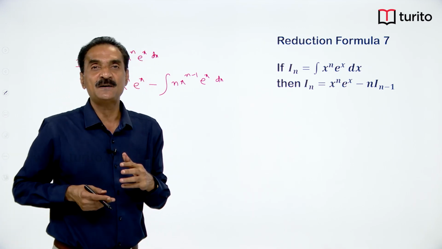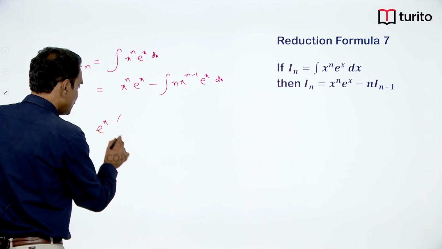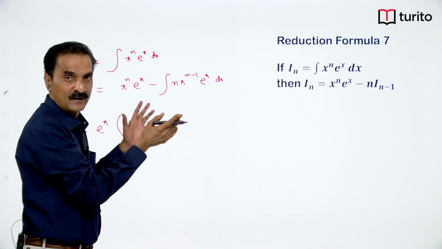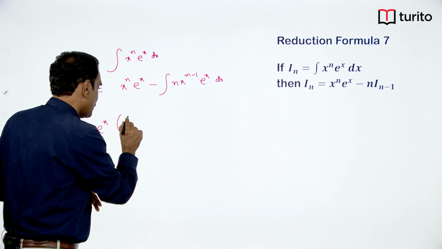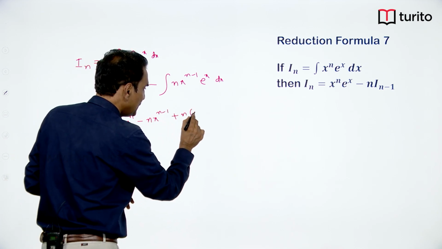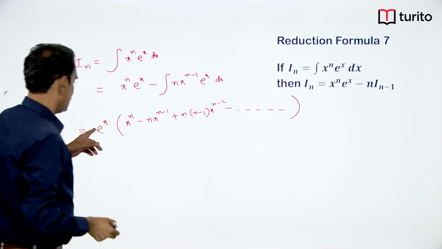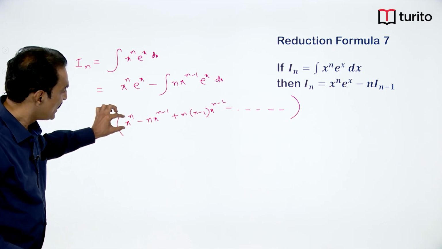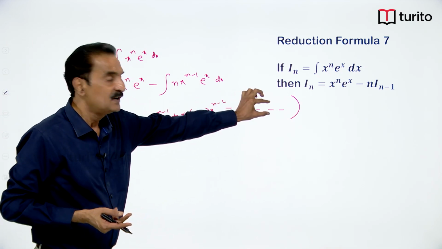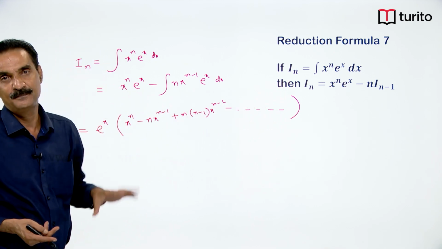If you repeatedly apply the formula, then you will get the answer as e power x into, in every term you will get e power x. So, we can write e power x common, you will get x power n minus n x power n minus 1 plus n into n minus 1 x power n minus 2 and so on. So, directly starting from x power n, taking plus and minus signs alternately, you will go on differentiating it as far as possible till you get a constant. So, we can directly write the integral in one step.